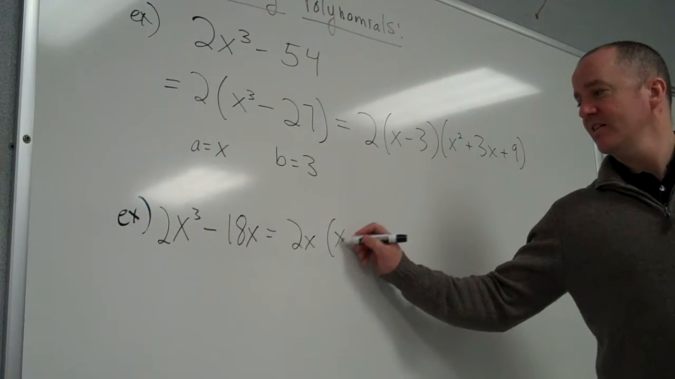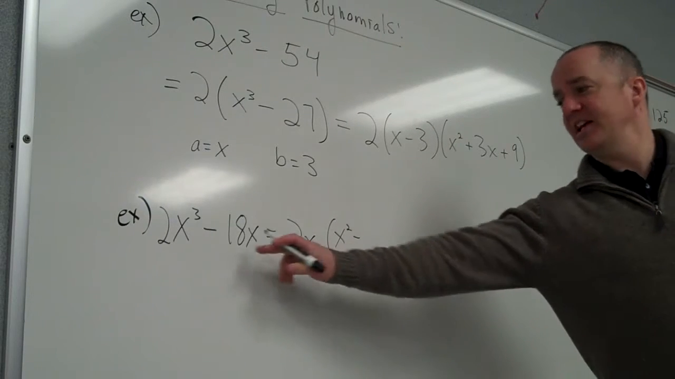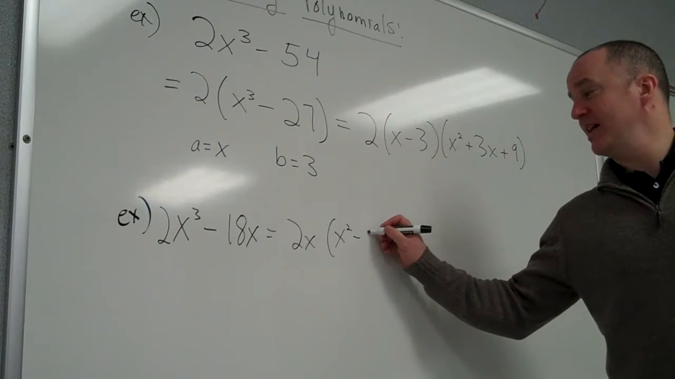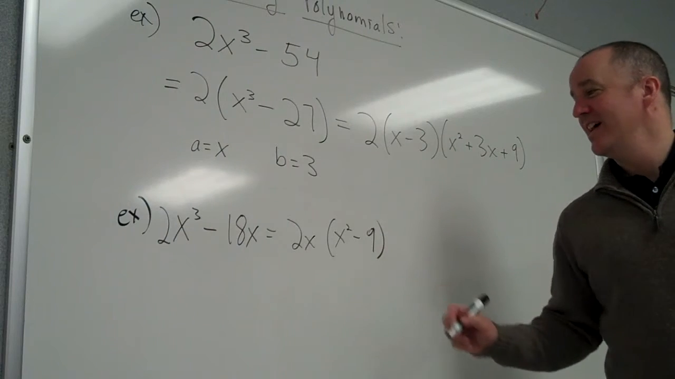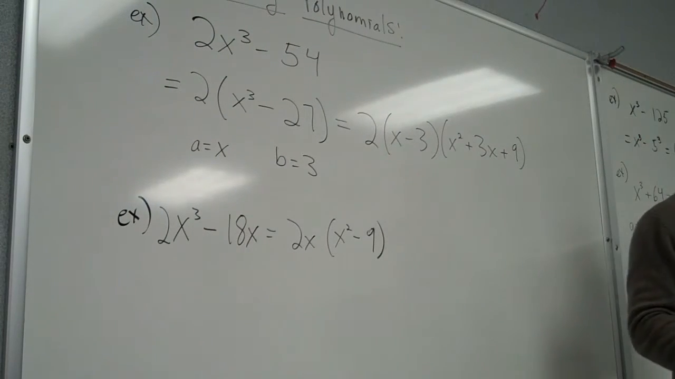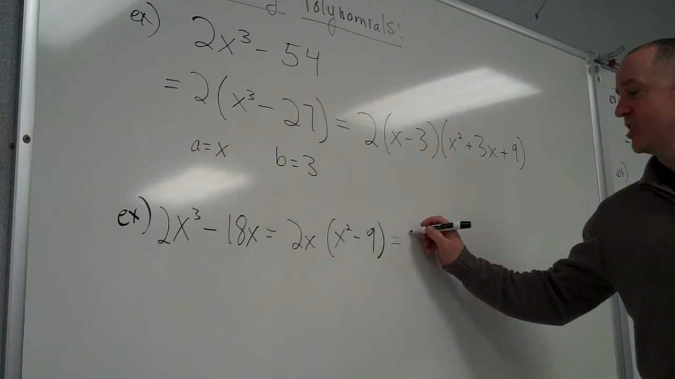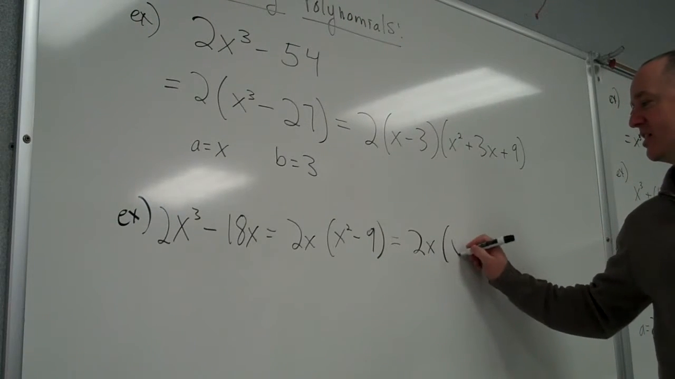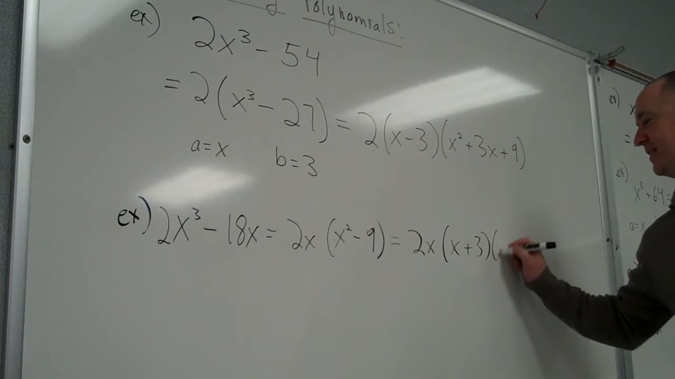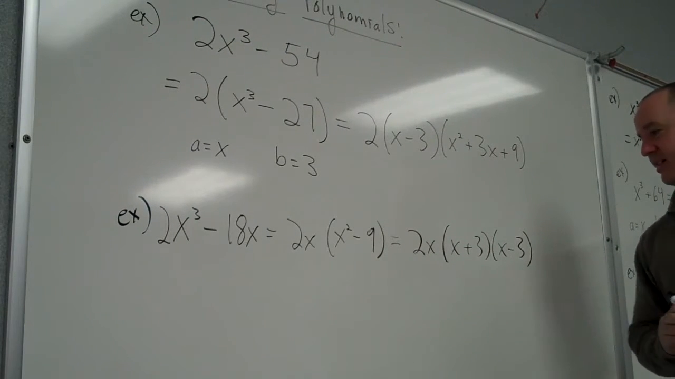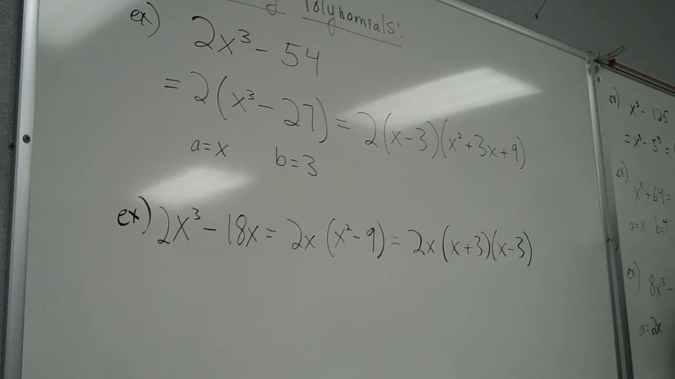X squared. Take the 2 out as well. x squared minus 9. Okay. Does x squared minus 9 fit a different factoring pattern? Yes. This is difference of squares, so my final answer would be 2x times x plus 3 times x minus 3, as Amanda remembered earlier.